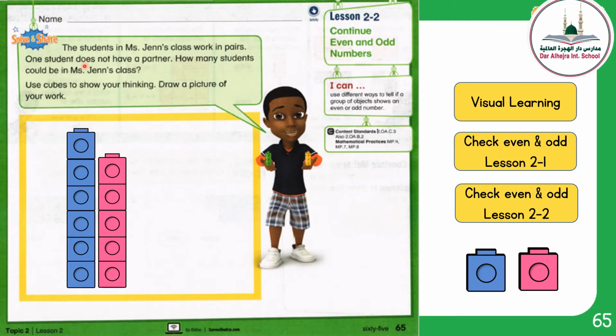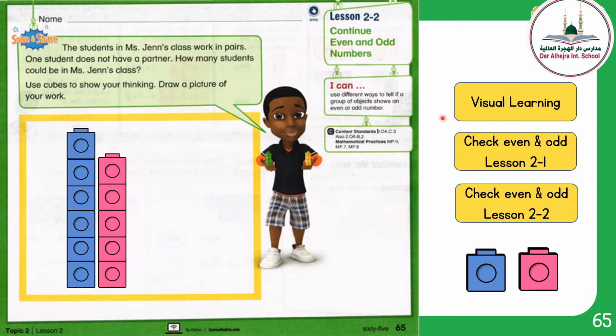So there are an odd number of students in Miss Jen's class, because whenever we pair the students in twos, there's always one left behind. We can just show it with the help of cubes. We can drag and drop the cubes, as many cubes as we want, to show this. It could be any number which is odd, because we know that there is always a student that could not be paired, so that means the number of students in that class is odd.